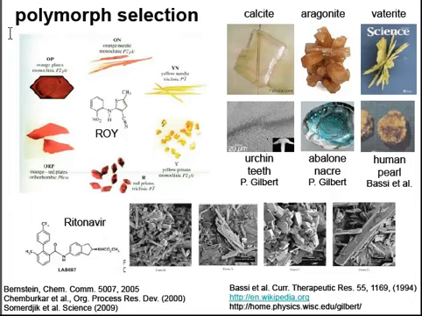And it's an important problem for things that range from biomineralization processes. For example, calcite, aragonite, and vaterite are all different polymorphs of calcium carbonate. You can see from these pictures they have very different physical properties. They are also made by different organisms and used in different parts of their bodies.